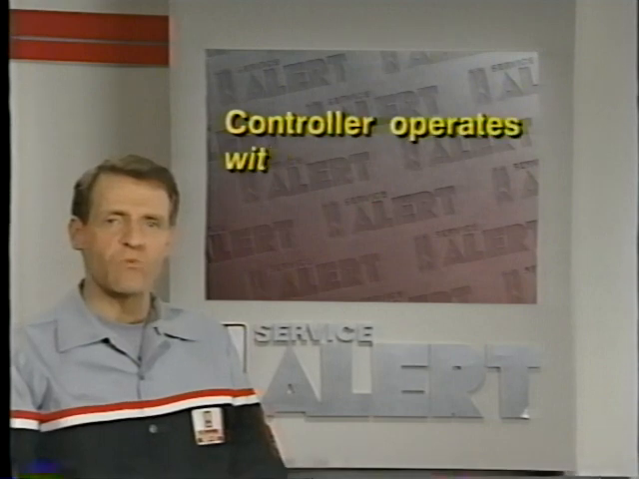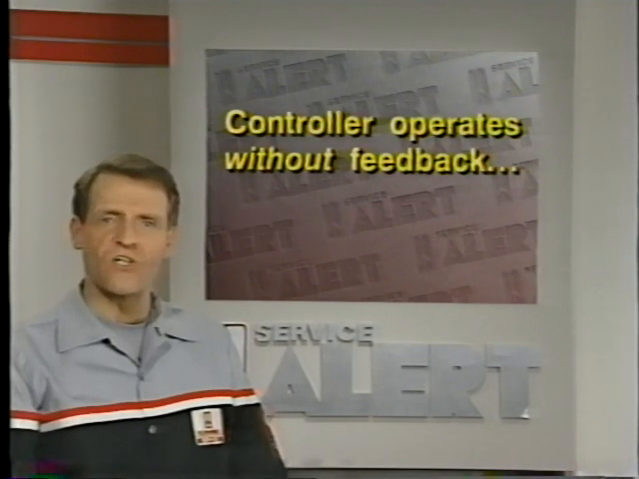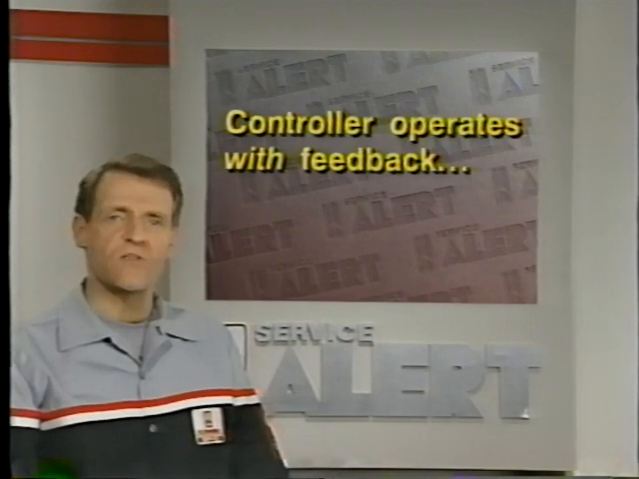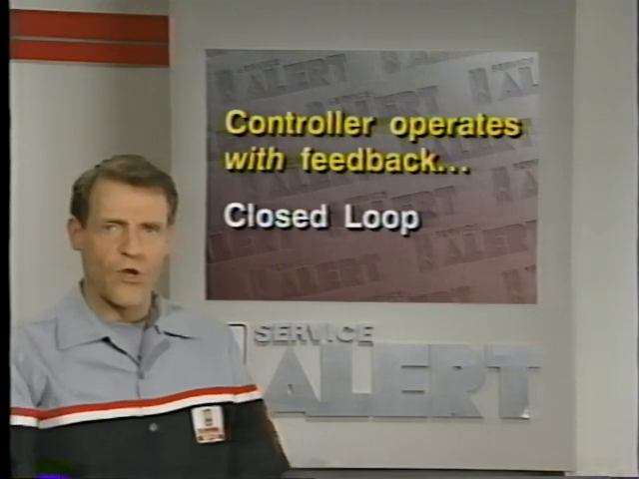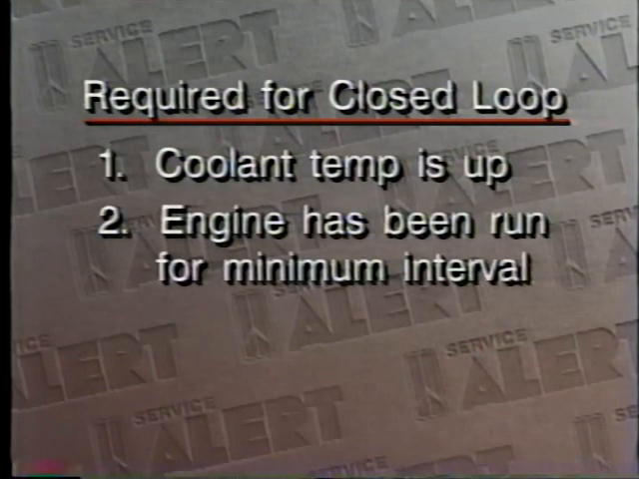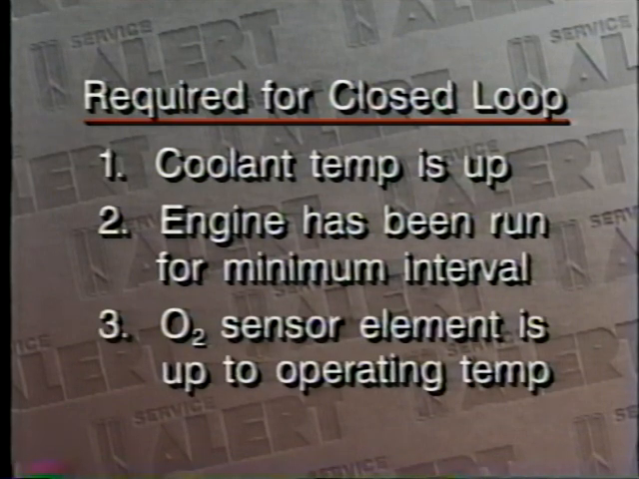When the controller operates without feedback, we say the system is in open loop mode. When the controller operates with feedback, we say the system is in closed loop mode. Three things are required before the system can go into closed loop mode. 1. Coolant temperature must rise to a specified value. 2. The engine must have been running for a minimum interval, typically 30 to 120 seconds. 3. The oxygen sensor element must be up to its operating temperature, which is about 600 degrees Fahrenheit.